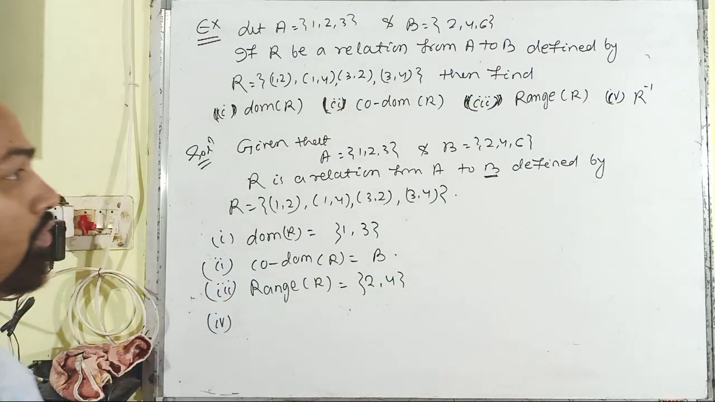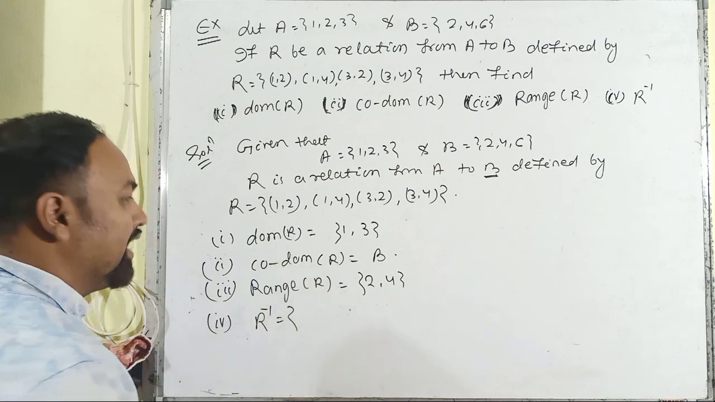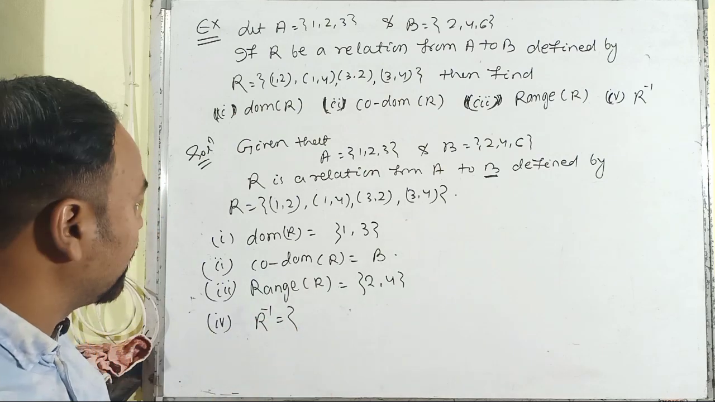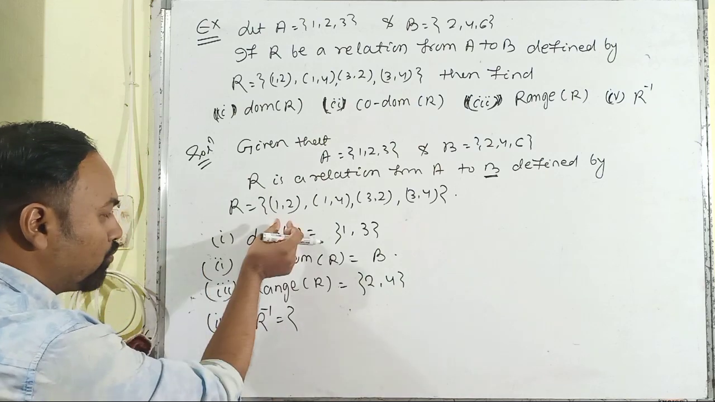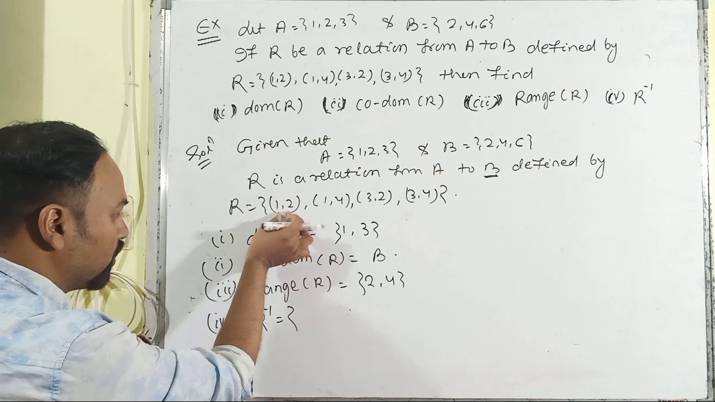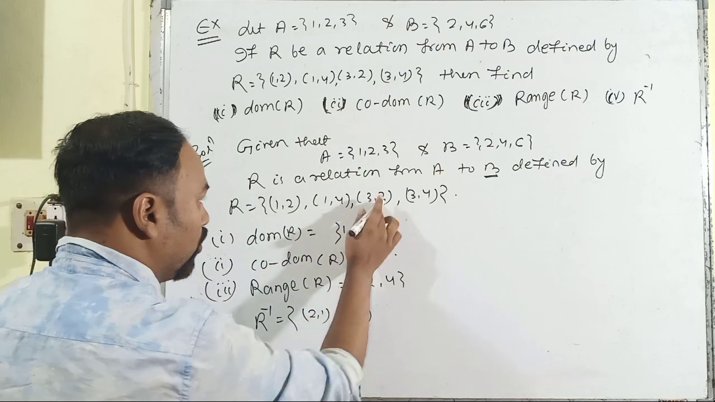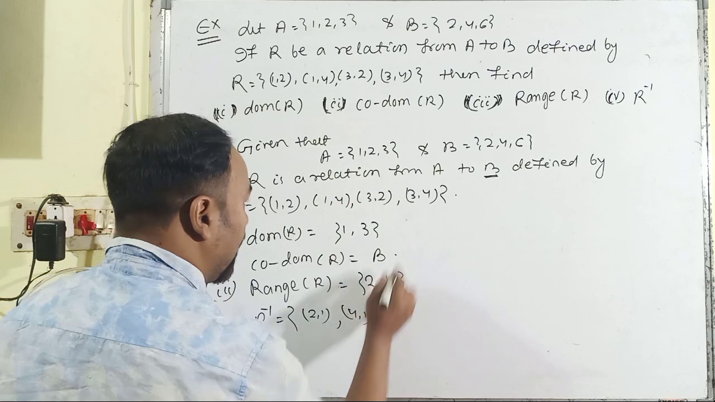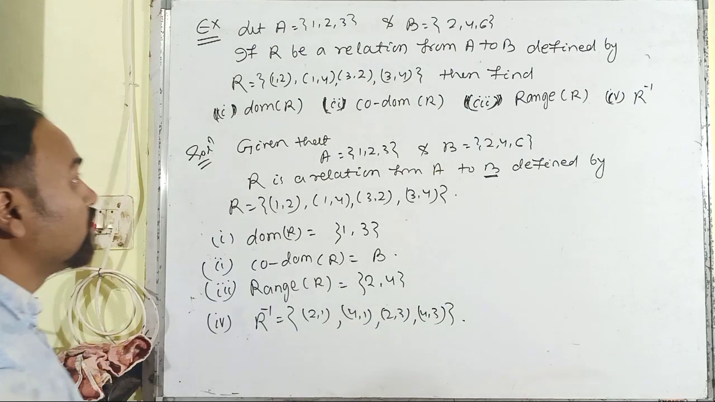The fourth, we have to find out the inverse of the relation. R inverse, just interchanging the first component and second component of all the order pairs that are present in the relation R. We have to just change their position. That means it will be (2, 1), (4, 1), (2, 3) and (4, 3). And here is the result for the inverse of the relation.